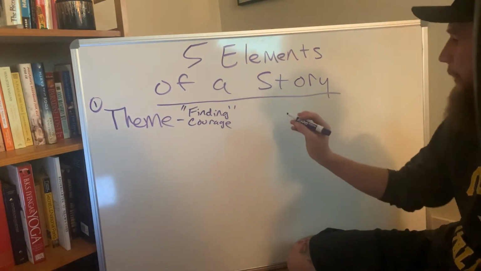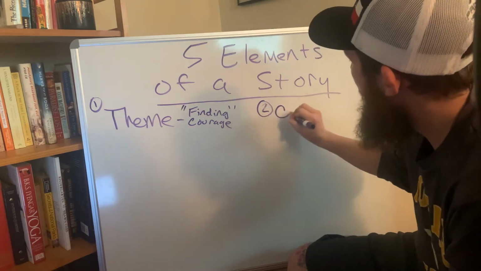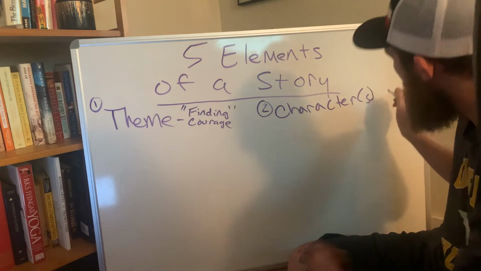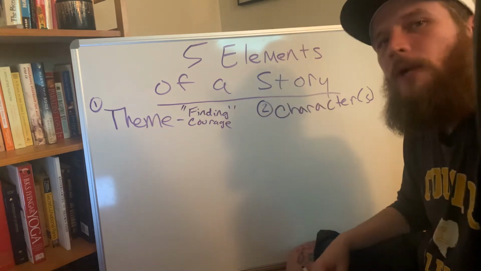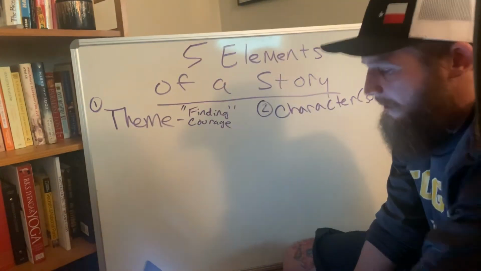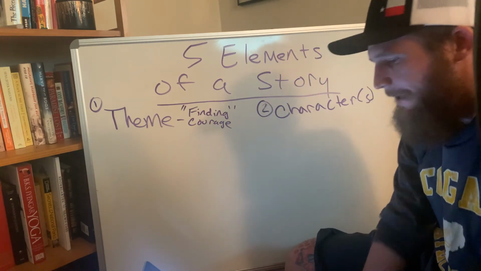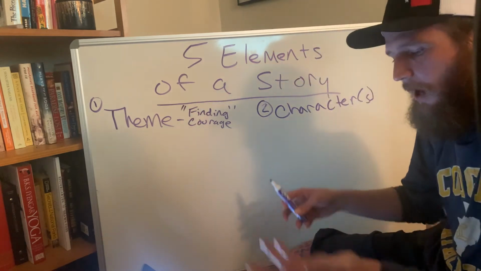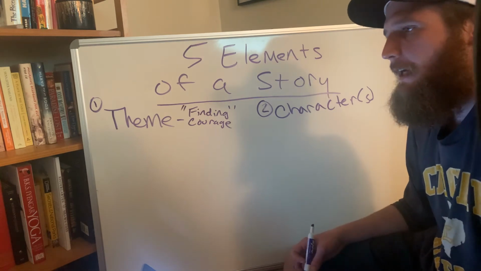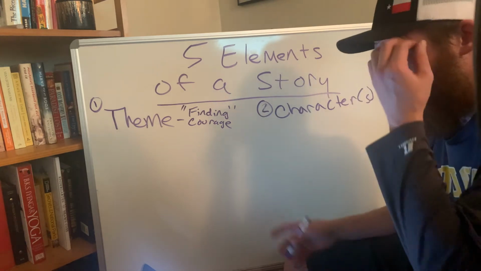Let's do the second one over here. Number 2, characters. You can't have a story without characters, right? And to give you the Webster dictionary definition of character, so you can build off of that, it's just a person in a novel, play, or movie. I don't really like to just use person, so I would say anything that the story is representing itself around.